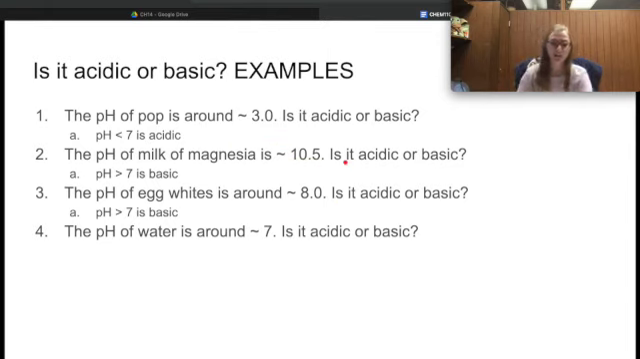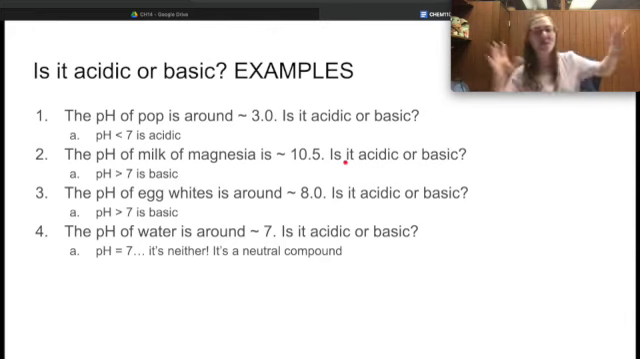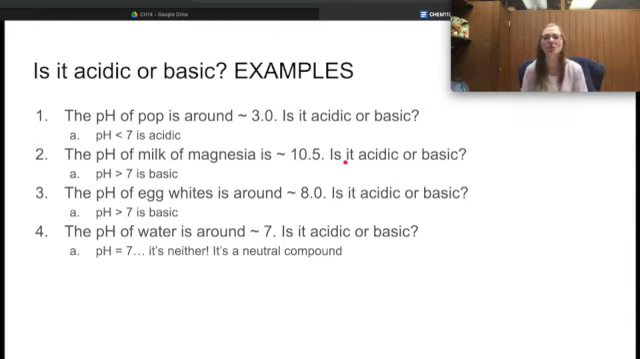And finally, the pH of water is around 7. Is it acidic or is it basic? Is water acidic or basic on the pH scale? We know by definition it can be both, but remember, pH of 7 is a neutral compound. It's neither acidic nor basic. If it sits around pH of 7, it's a neutral compound, neither acidic nor basic.